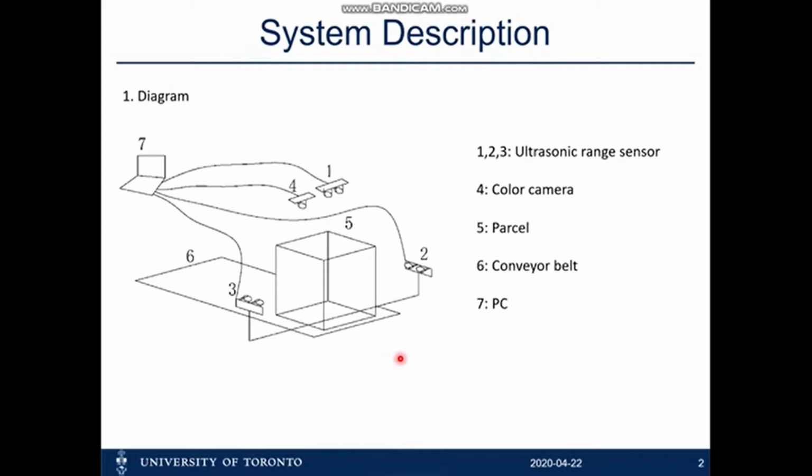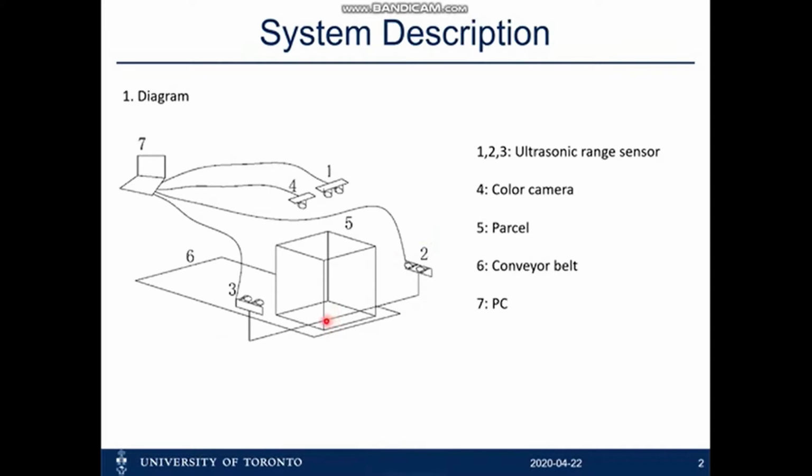Ultrasonic sensor 1 is used for counting and measuring the height and the length of the parcel. The length of the parcel is computed by multiplying the speed of the conveyor belt and the calculated moving time of the parcel passing the ultrasonic sensor. Ultrasonic sensors 2 and 3 are used for measuring the width of the parcel. Since we only have one ultrasonic sensor, sensors 2 and 3 are not available in our real experiments.